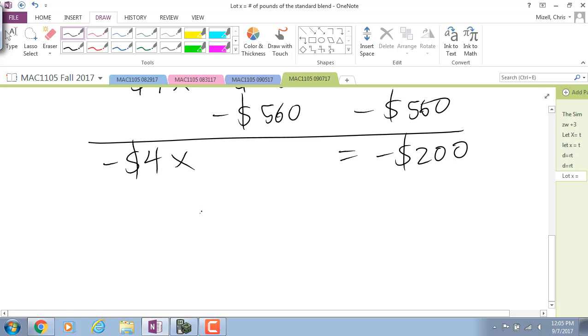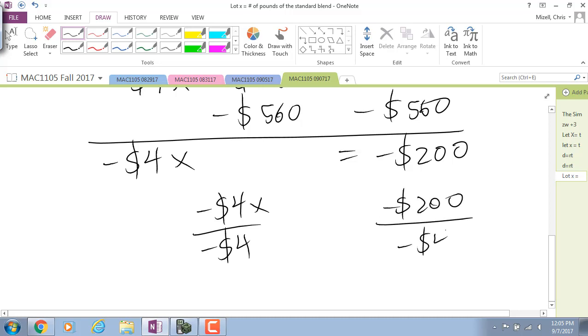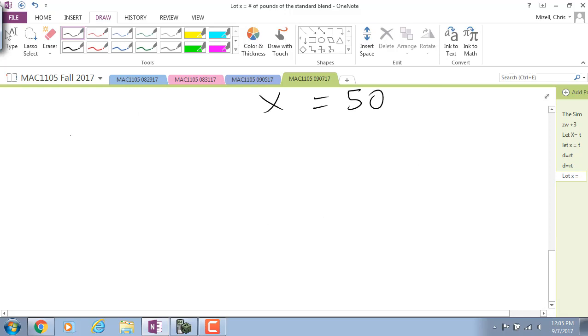x then, once we divide both sides by negative $4, is going to be a number without a dollar sign. It just represents a number of pounds. How many pounds? 50 pounds. So x was the standard blend. So 50 pounds of the standard blend.